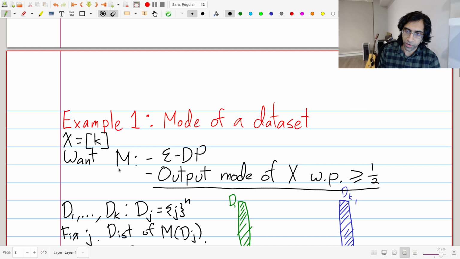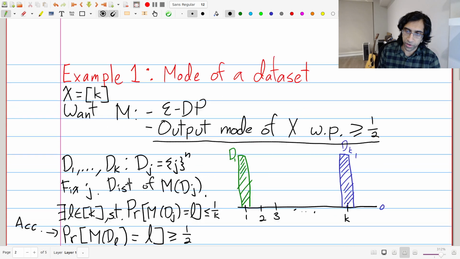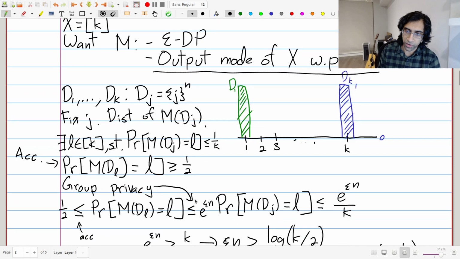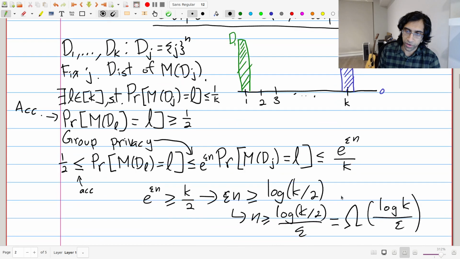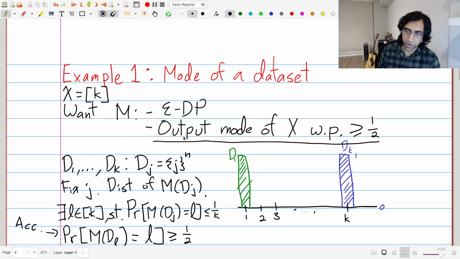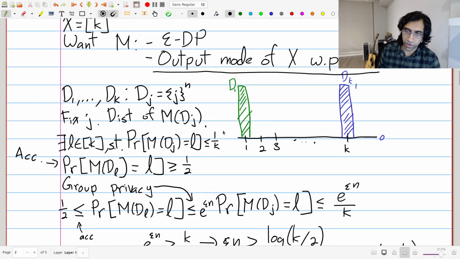We wanted some algorithm which is both private and outputs the mode of whatever data set you feed in with probability 1/2. Well, we gave it just a small set of databases. It has to be at least correct on each of these databases. So we showed that if it's correct on all of these databases, and it's also private, then in fact, it must be the case that n is greater than or equal to log k over epsilon. Otherwise, either the accuracy or the privacy would have failed at some point.